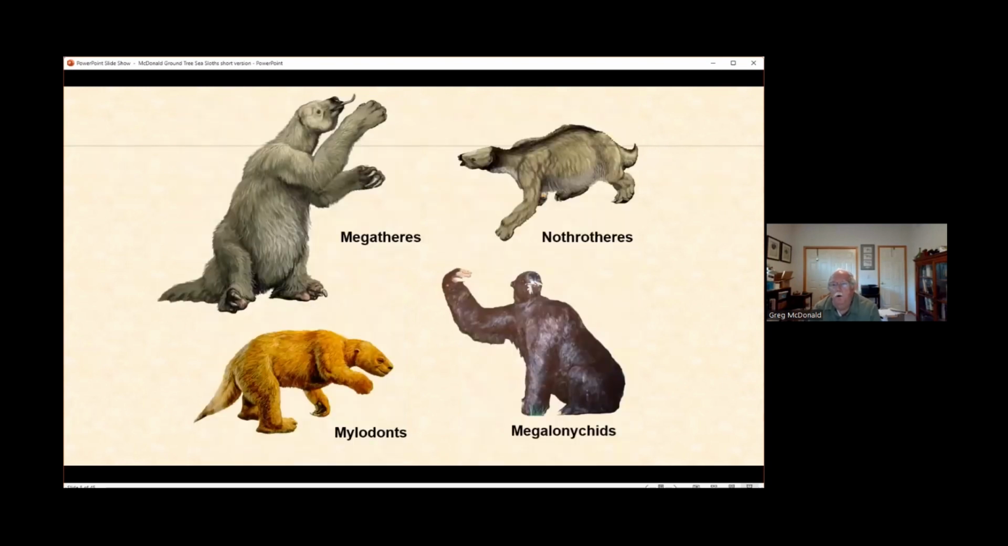What I'm going to be focusing on primarily, you can take for fossil sloths as belonging to four different families: the Megatheriidae, the Nothrotheriidae, the Mylodonts, and the Megalonychidae. Those are the four major groups I'm going to be providing examples of and talking about with regards to some of the interesting aspects we know about the fossil record of sloths.